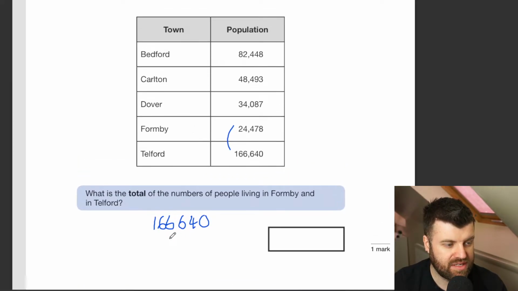So let's write it out nice and neatly, and we're going to make sure we line up our digits because we have a 6-digit number, adding a 5-digit number to it. So once we've mapped all this out like this, we have an 8 in the ones column.